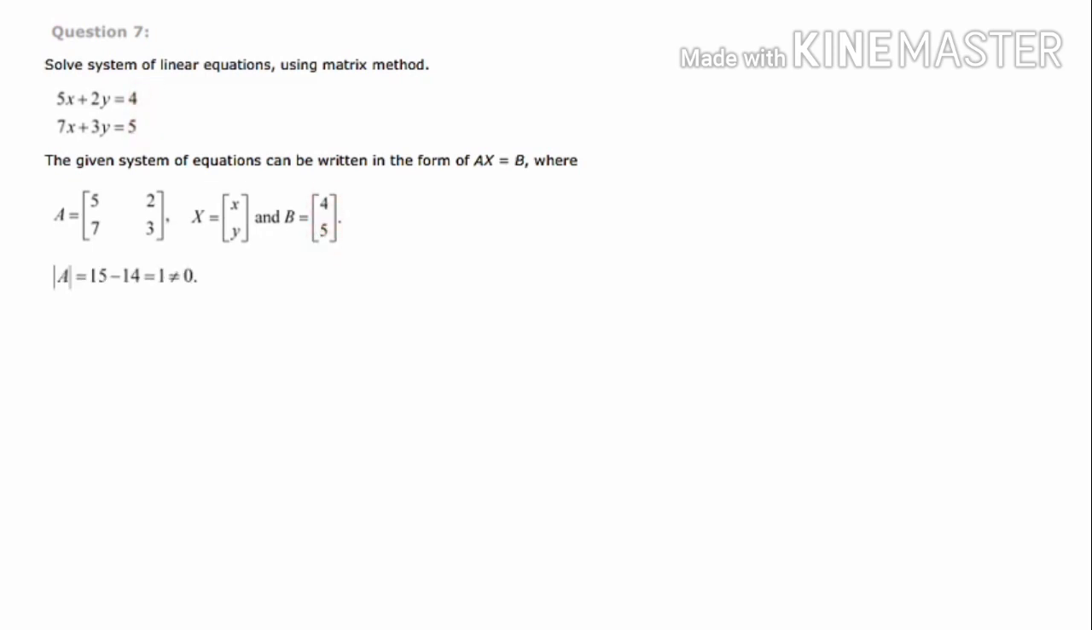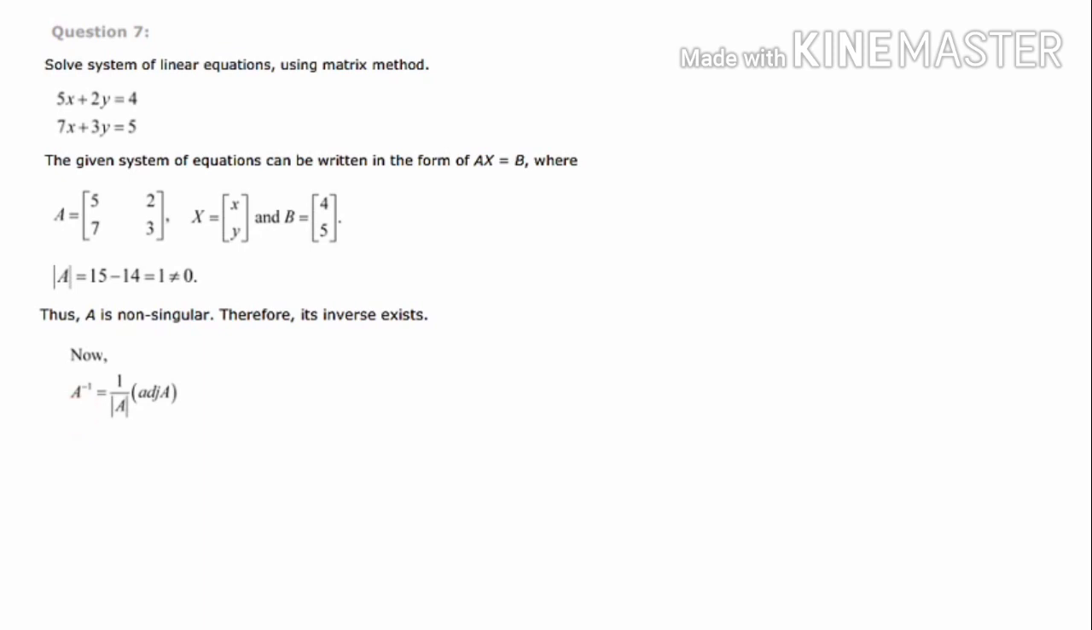Next we have to go for calculating determinant A. Determinant A is equal to 5 into 3, 15, minus 7 into 2, 14. So 15 minus 14 is equal to 1, which is not equal to 0. Since determinant A is not equal to 0, A is non-singular, therefore A inverse exists.